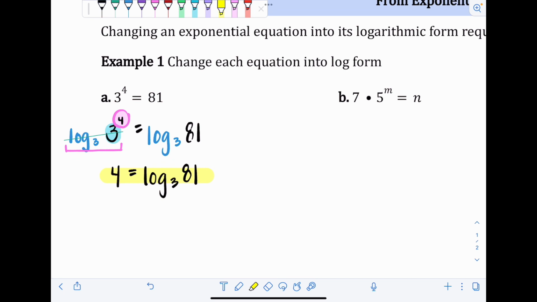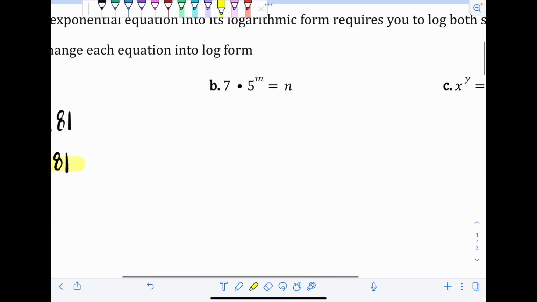And then for b, it's 7 times 5 to the m equals n. So it's another exponential equation that we need to convert into log form. Before we can convert it into log form, we want the exponential to be isolated, meaning there's nothing being done to it. In this case, we have a 7 that's being multiplied by it right here. So in order to get rid of that 7 that's being multiplied, I would divide both sides by 7.